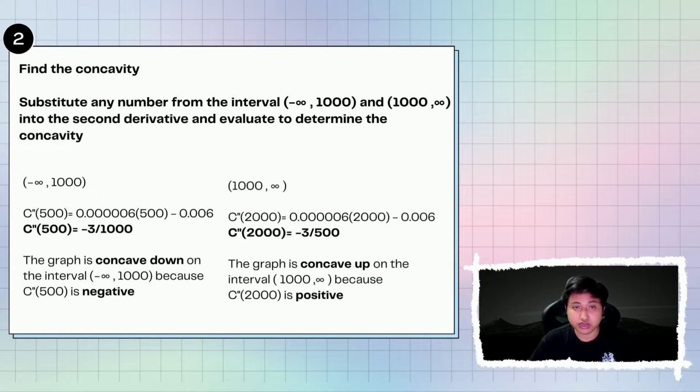The last step is to find the concavity. So we substitute any number from the interval into the second derivative and evaluate to determine the concavity. For the interval negative infinity to 1000, we get negative 3 over 1000, and for the interval 1000 to positive infinity, we get 3 over 500. So in conclusion, the graph is concave down on the interval negative infinity to 1000 because the second derivative is negative, while the graph is concave up on the interval 1000 to positive infinity because the second derivative is positive.